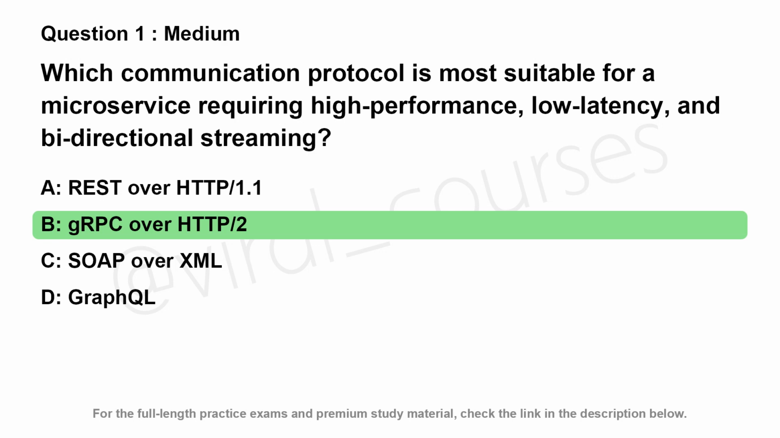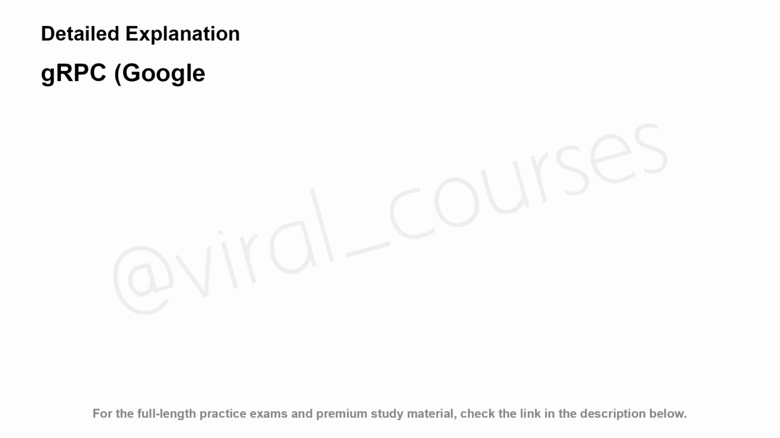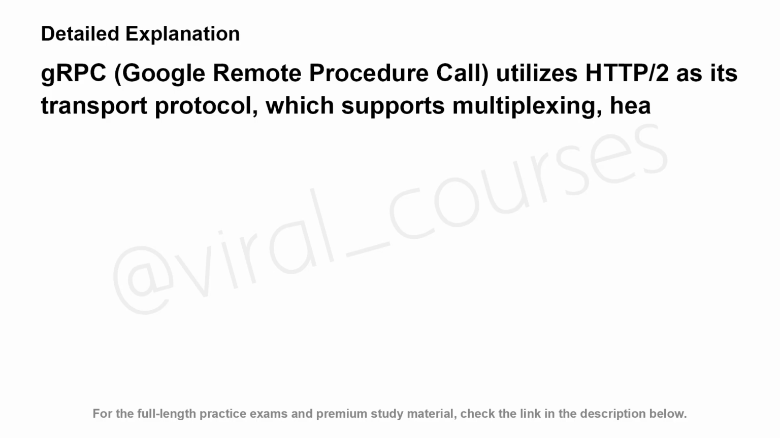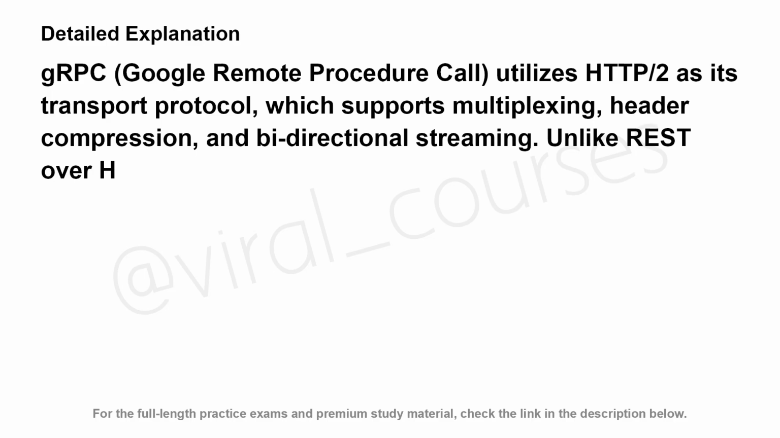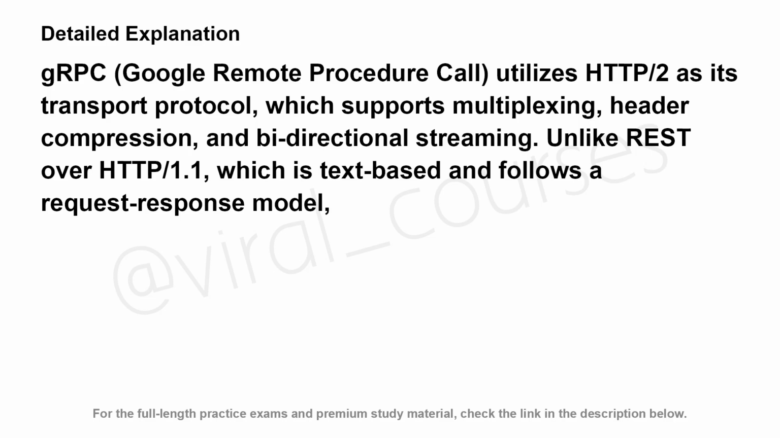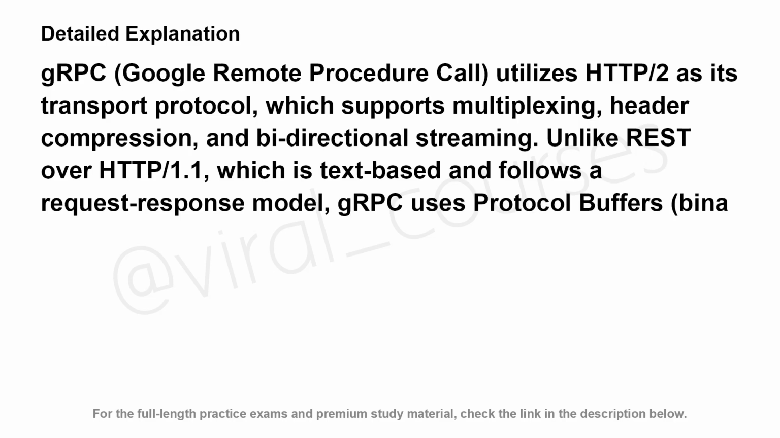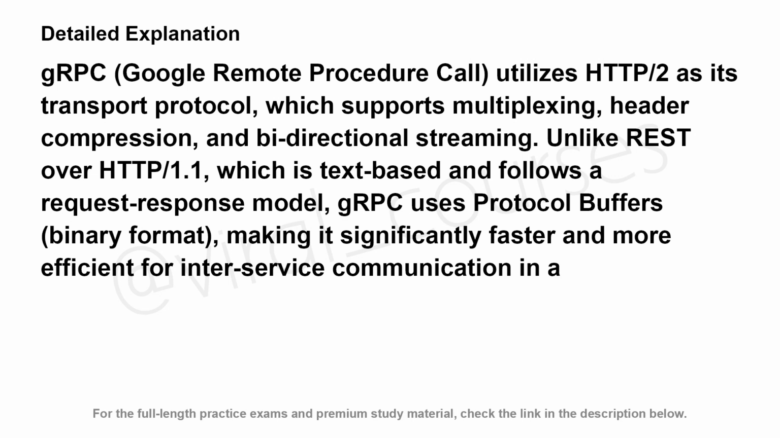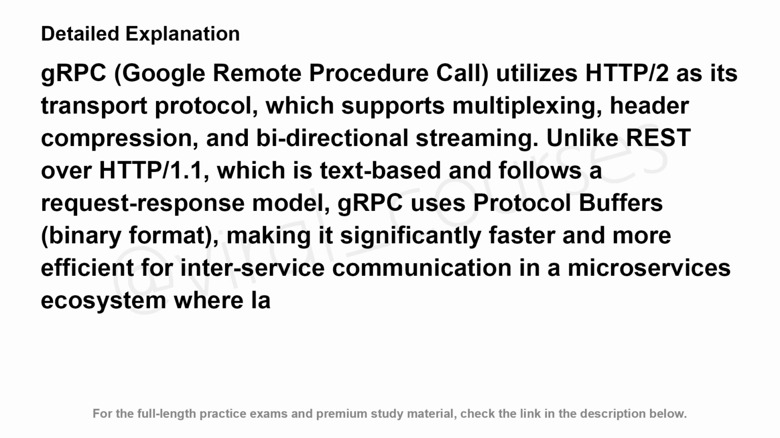The correct answer is B. gRPC. Google Remote Procedure Call utilizes HTTP 2 as its transport protocol, which supports multiplexing, header compression, and bidirectional streaming. Unlike REST over HTTP 1.1, which is text-based and follows a request-response model, gRPC uses protocol buffers, a binary format, making it significantly faster and more efficient for inter-service communication in a microservices ecosystem where latency is a critical factor.